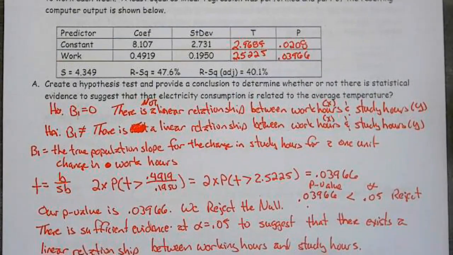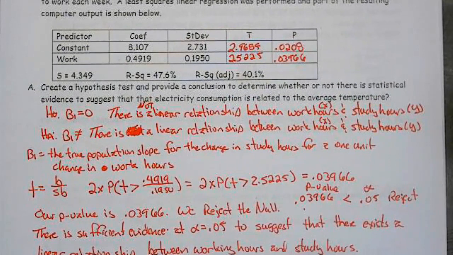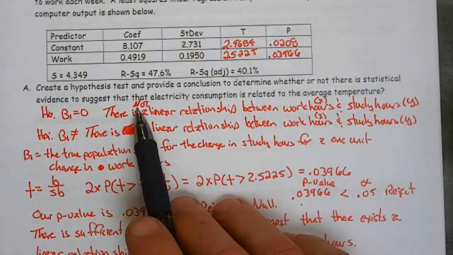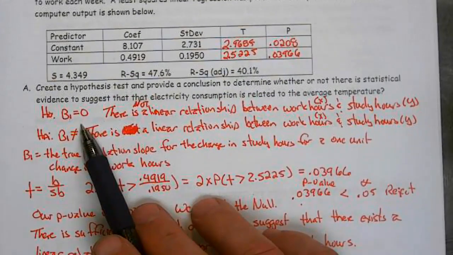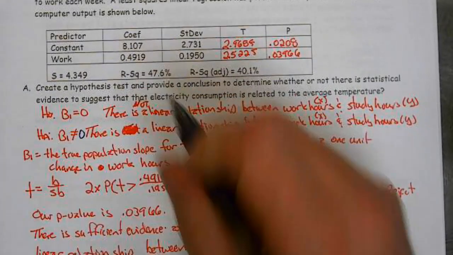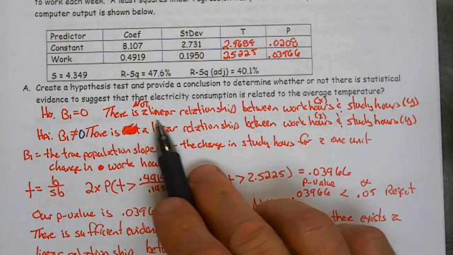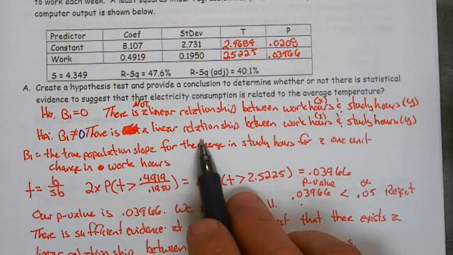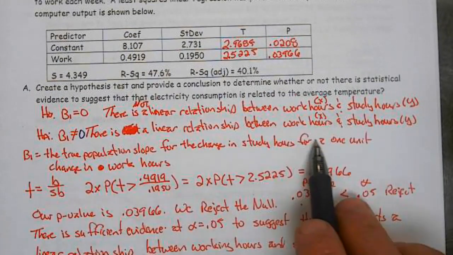Create a hypothesis test that provides a conclusion. Okay, so we're actually using the same information that we just had, but we're doing a hypothesis test. So beta 1 equals 0, beta 1 does not equal 0. So there is not a linear relationship between work hours and study hours. There is a linear relationship between work hours and study hours.